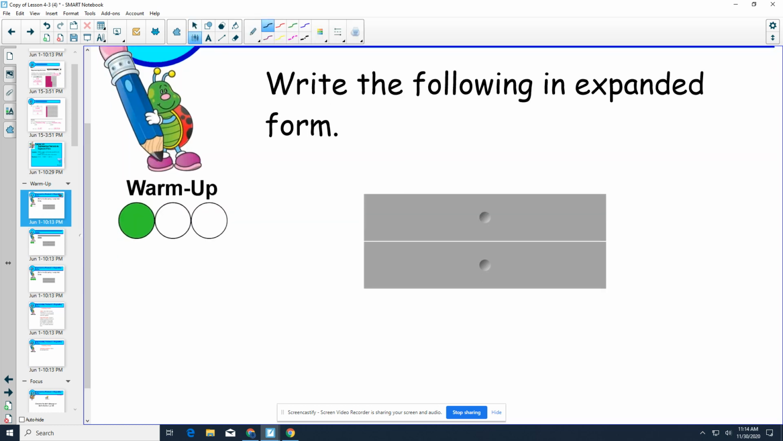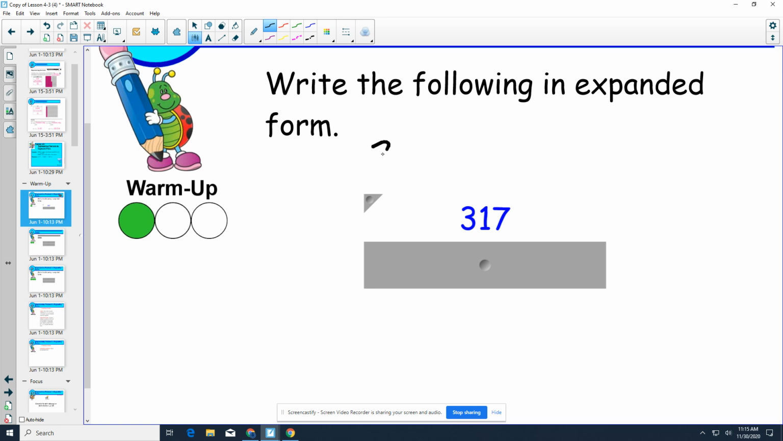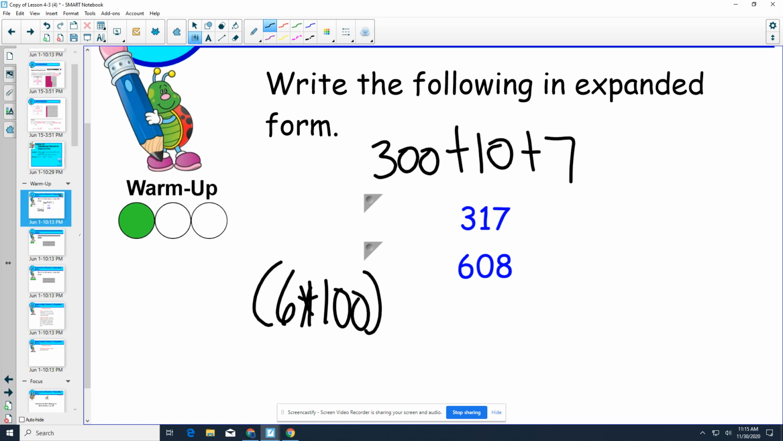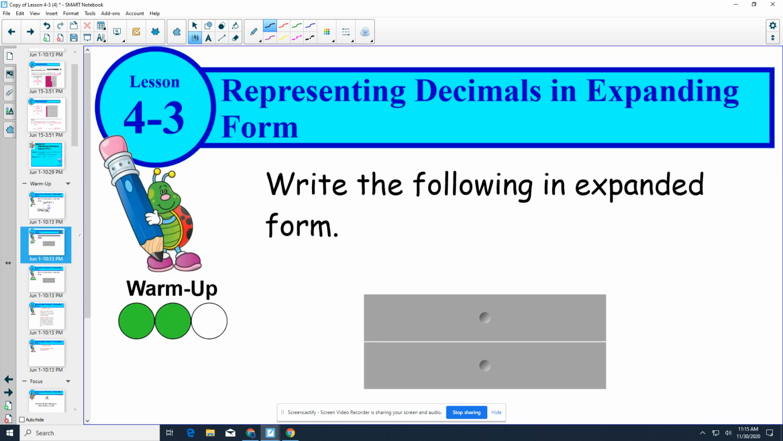So you're going to write the following in expanded form. Expanded, remember, means like stretching out, making it bigger. So I look at each place value and I just add them. So I have 300 plus 10 plus 7. There's one way I could do expanded form. This one I'll do a little different. So I could do 6 times 100 because the 6 is in the hundreds place. And I don't have to say plus 0 or do anything with that. Then I would just say plus 8 times 1 because there's an 8 in the ones place. And that would be another example of expanded form.